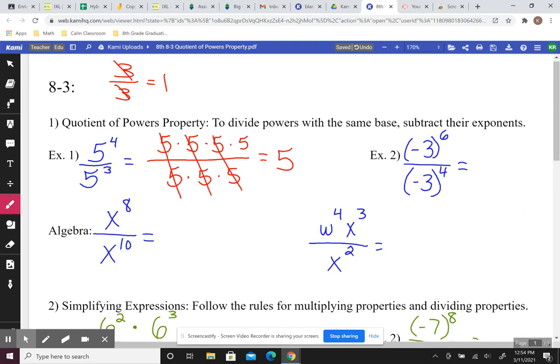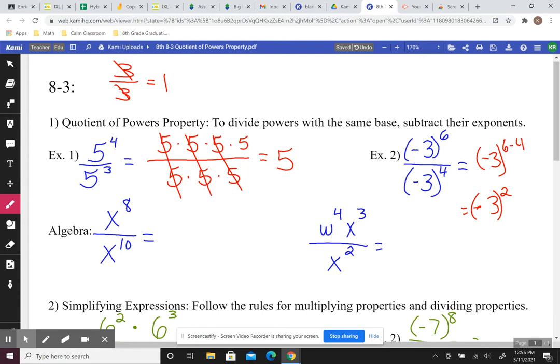But basically, if you look at example 2, if you have the same base, then you keep that base, -3, and then you subtract 6 minus 4. So we have -3, and 6 minus 4, so that would be -3 to the second power, with parentheses to keep that negative with that number.